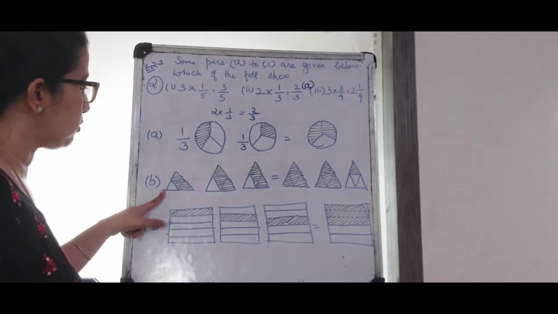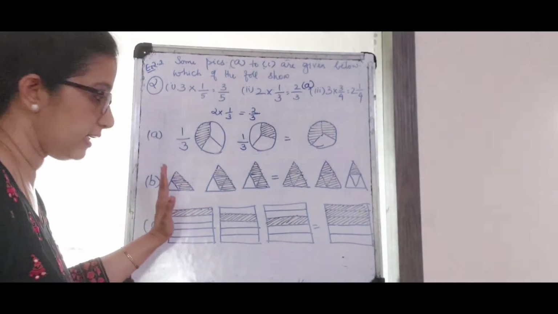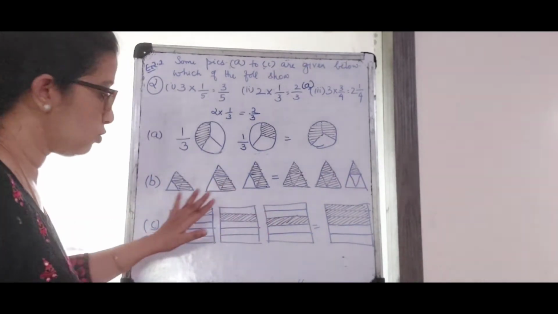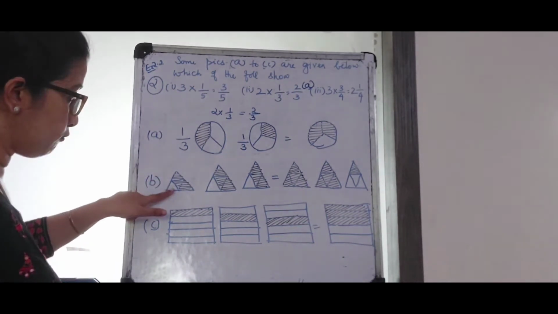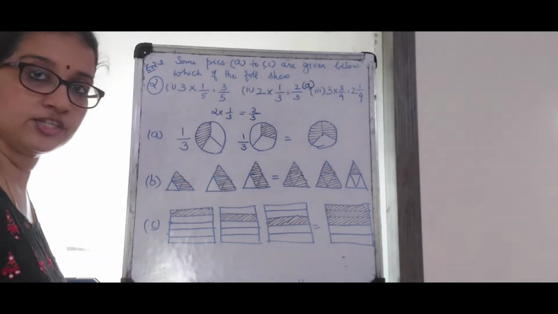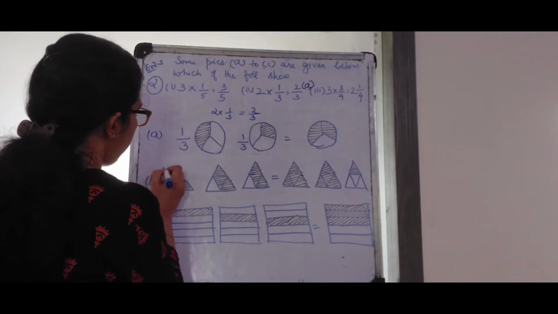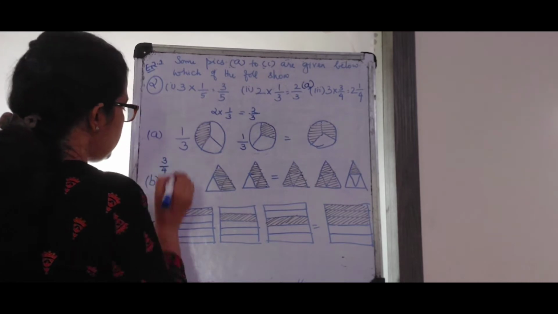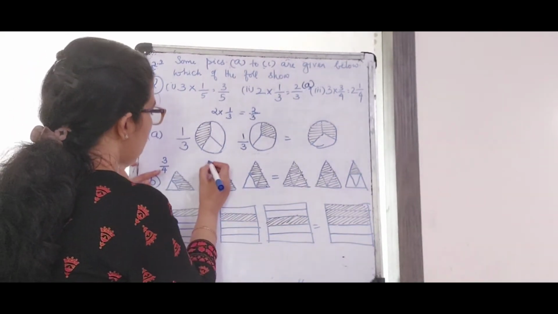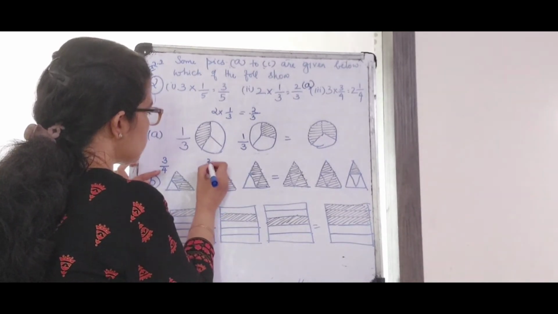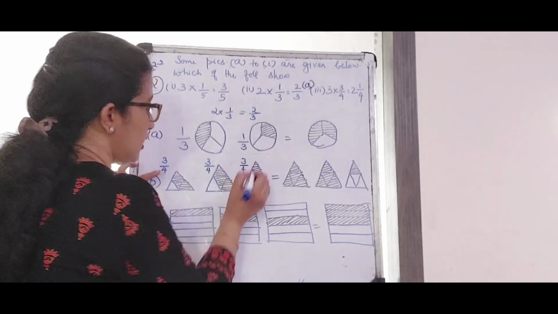B, how can you write? See, there are 3 triangles in this side of the equation, right? Each triangle has been divided into how many parts? 1, 2, 3 and 4. 4 parts. Out of the 4 parts, 3 parts have been shaded. So how can you write it? 3 by 4. Similarly, this triangle also, out of 4 parts, 3 has been shaded. And this one also, out of 4 parts, 3 has been shaded.